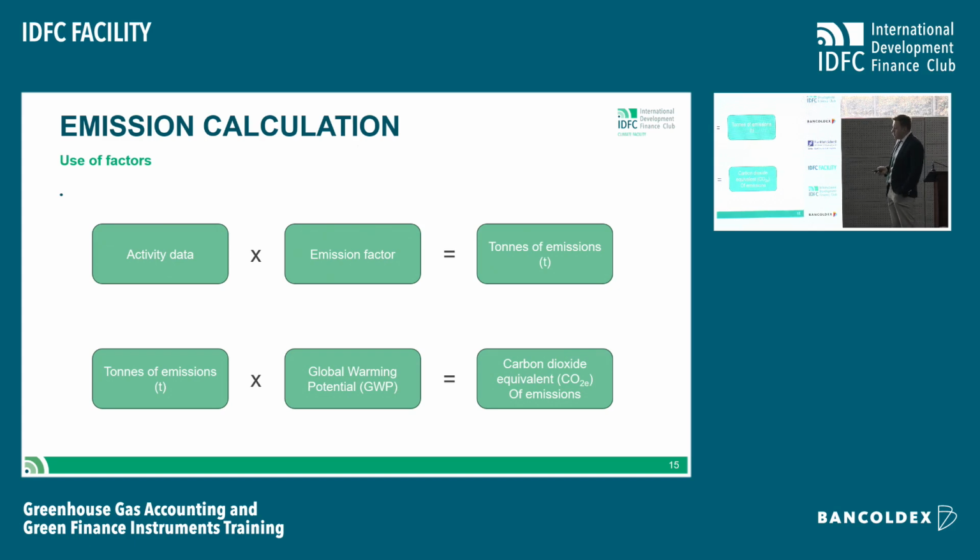Then we take these tons of emissions and multiply them by the appropriate global warming potential, and we get the carbon dioxide equivalent of emissions. As I said, it's not really hard. As bankers, you can do that, right? The challenge is in getting this activity data, right? Are there any questions?